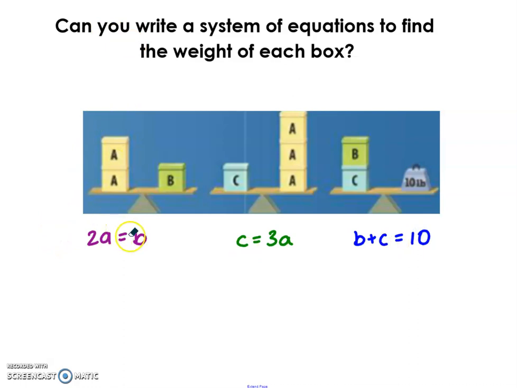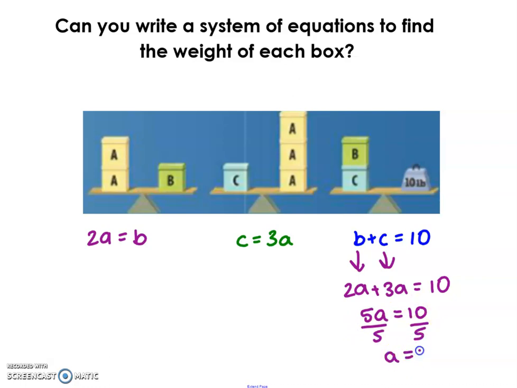Okay, since we know that b is equal to 2a, we can substitute the 2a in for b. So if I look at this equation, the b plus c, b is now going to become 2a. I know that c is equal to 3a, so this c is going to become 3a, and then that's equal to 10. So when I add these together, I get 5a is equal to 10. When I divide by 5, I will get that a is equal to 2.